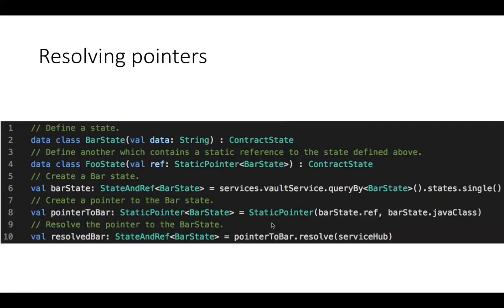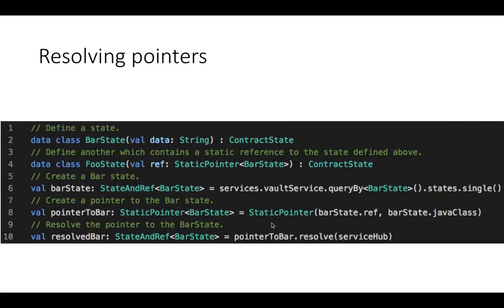But then it's also worth noting that if you try and resolve either a static pointer or a linear pointer, and you get an exception along the lines of cannot resolve pointer, then it means that you do not have that state in your vault, right? That shouldn't normally happen, because if you receive a state with a state pointer in it, then the pointed to state will automatically get added as a reference state to the transaction, which will then automatically get added to the vault.